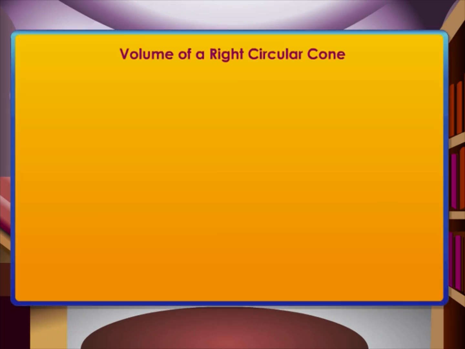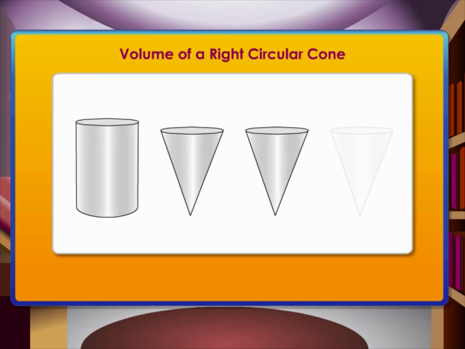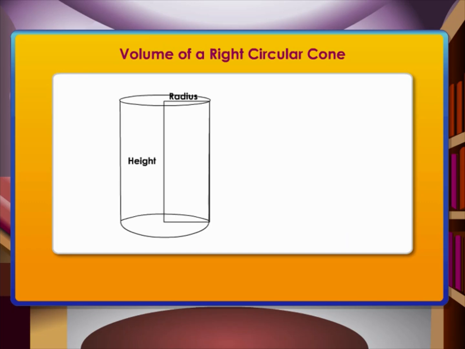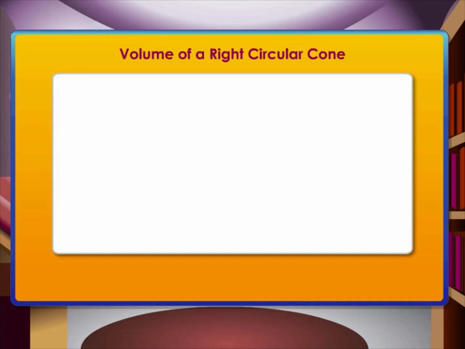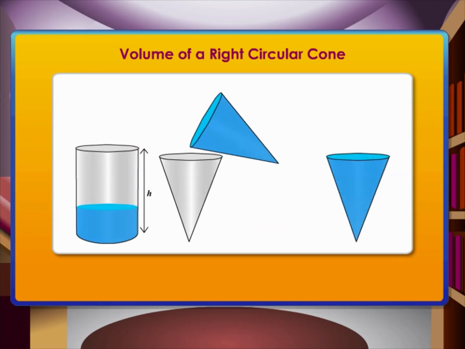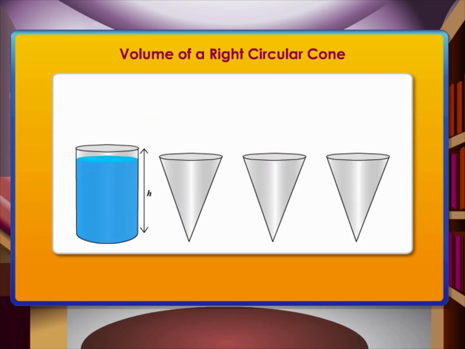Volume of a right circular cone. Now let's see how the volume of a cone is calculated. Consider a cylinder and 3 cones. 3 cones are completely filled with liquid. Let's empty the liquid into the cylinder. The radius and height of both the cylinder and the cone are the same. The entire content of 3 cones can be emptied into the cylinder. This means volume of the cylinder is equal to 3 times the volume of the cone. Thus, the volume of the cone is 1/3 the volume of the cylinder, where r is the base radius and h is the height of the cone.